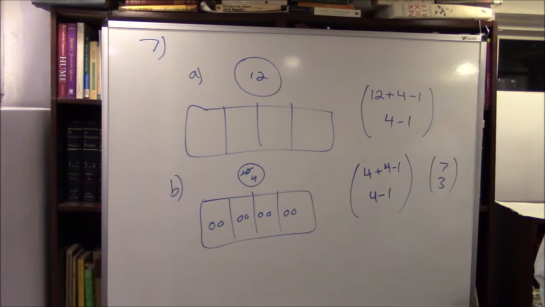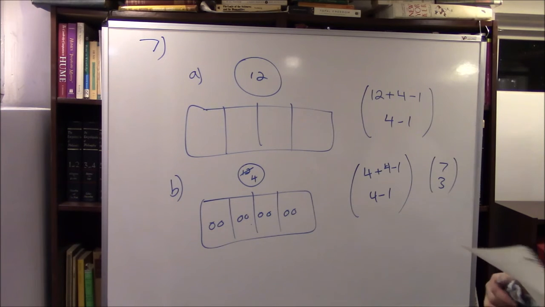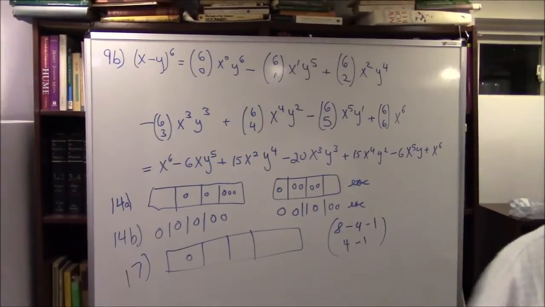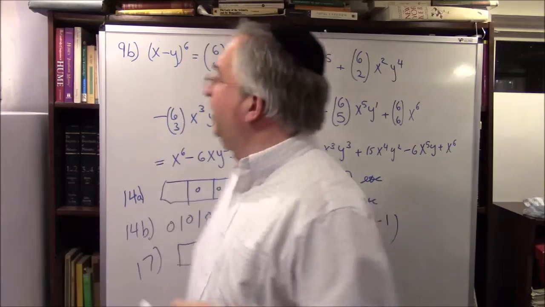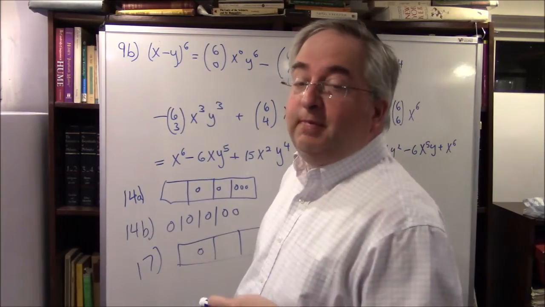Okay, number 13. Sorry. Number 13. Sorry, I did 7, I have to do 9. 9 is a pain in the neck, I'm just going to write it up. Okay, we're in section 5.3. 9b is just using the binomial coefficient.